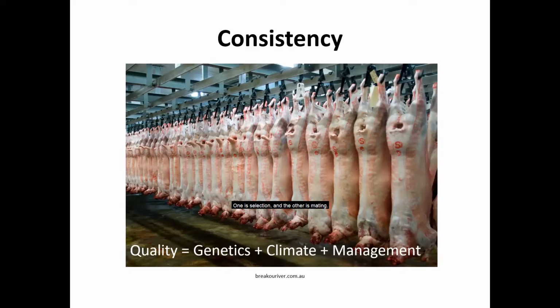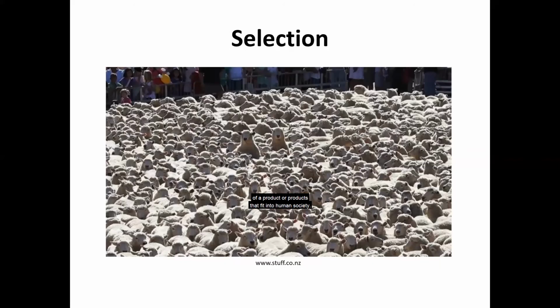And so in terms of controlling the variation in the genetics portion of this quality equation, we've got basically two strategies. One is selection, and the other is mating. Selection is who stays, and mating is who breeds with whom. We'll start out with selection. Selection is just a matter of moving a population in a desired direction, as we introduced last week, toward a goal or purpose of a product or products that fit into human society.